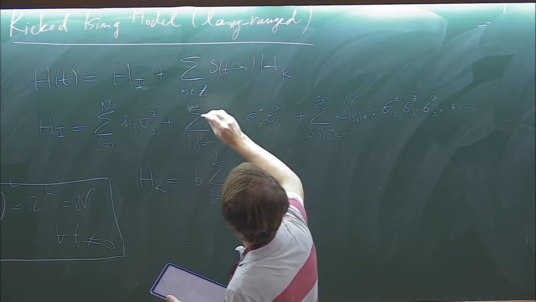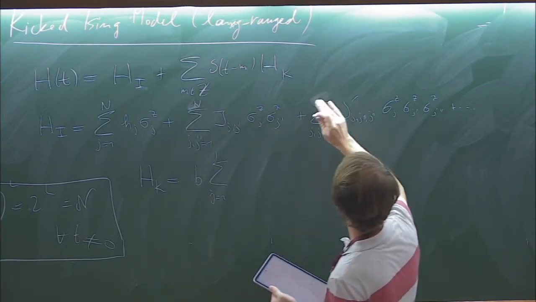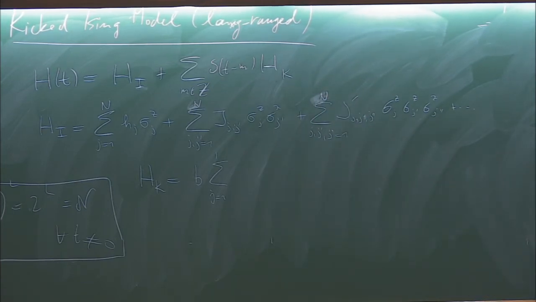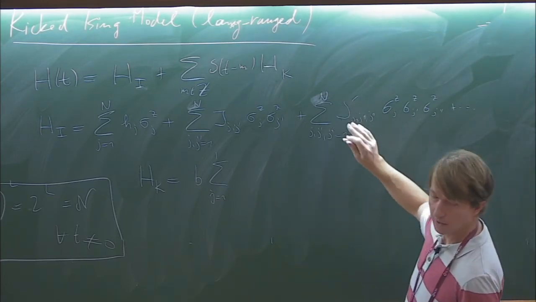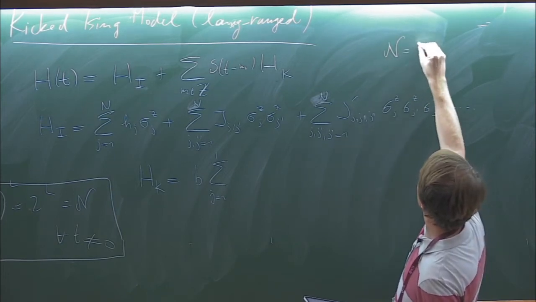Sorry, I will write this not as a curly N but as a Roman N. I should probably use Roman L, but for some reason I keep using Roman N here. This is the number of spins, so the dimension of the Hilbert space is 2 to the N.